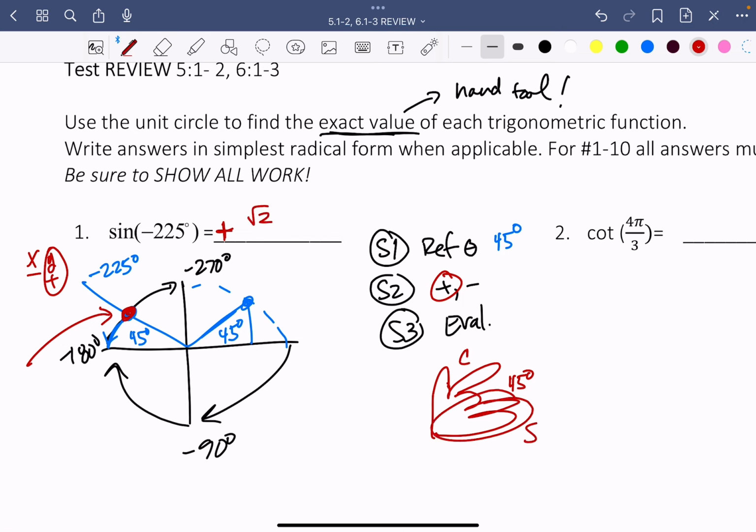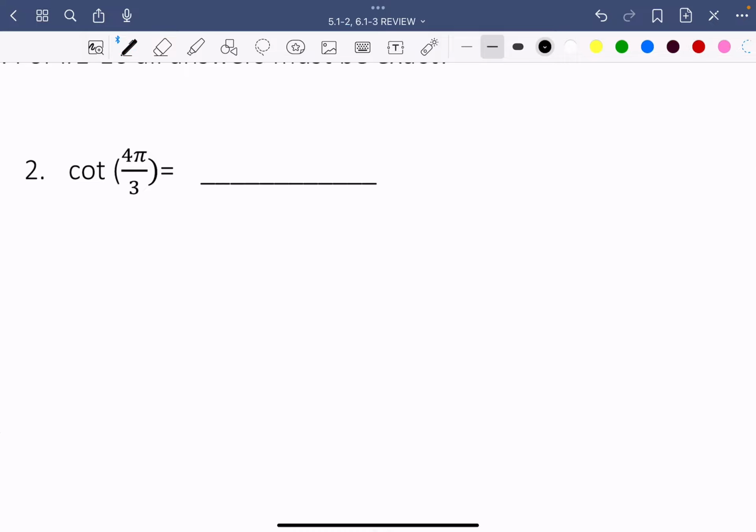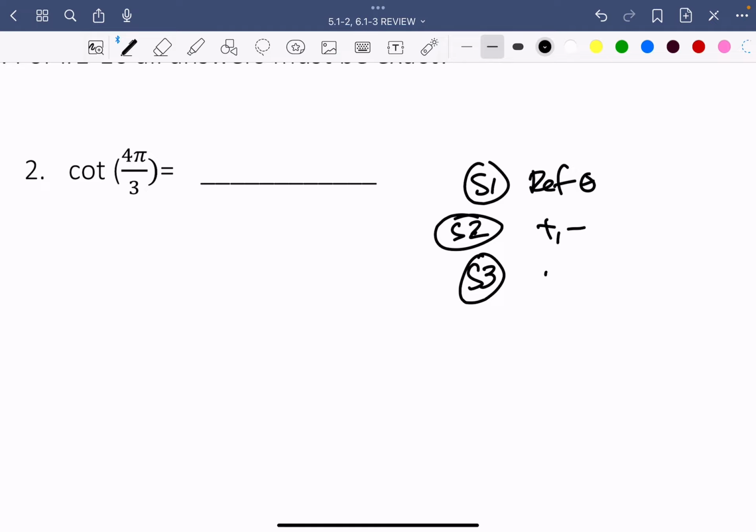For cotangent, again, I'm going to do the same thing every time. I'm going to find my reference angle. For step 2, I'm going to find out is it plus or minus. And then step 3, I'm going to evaluate that reference angle up here. All right. So first, I need to look at 4 pi over 3.